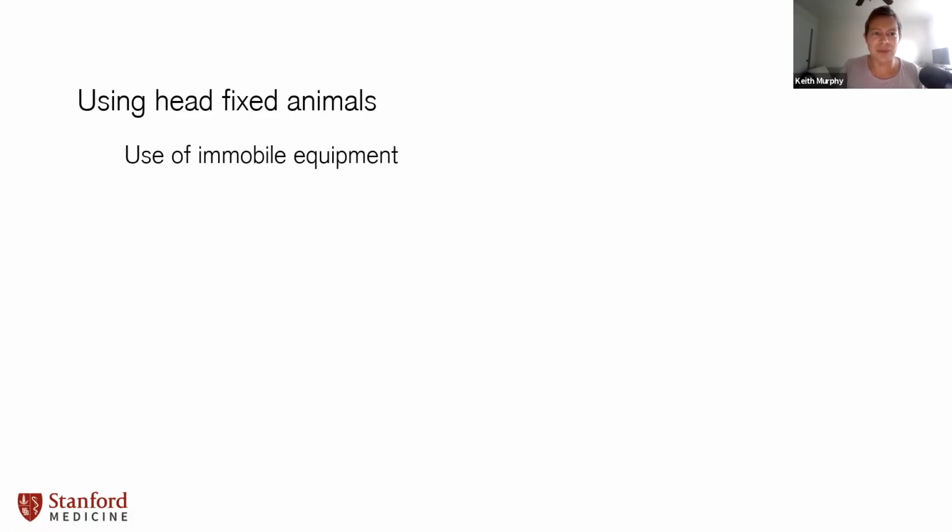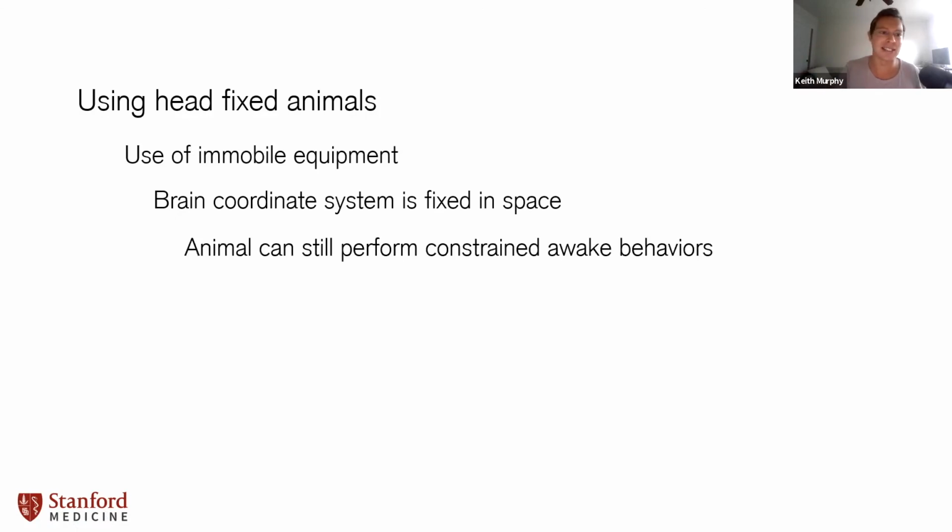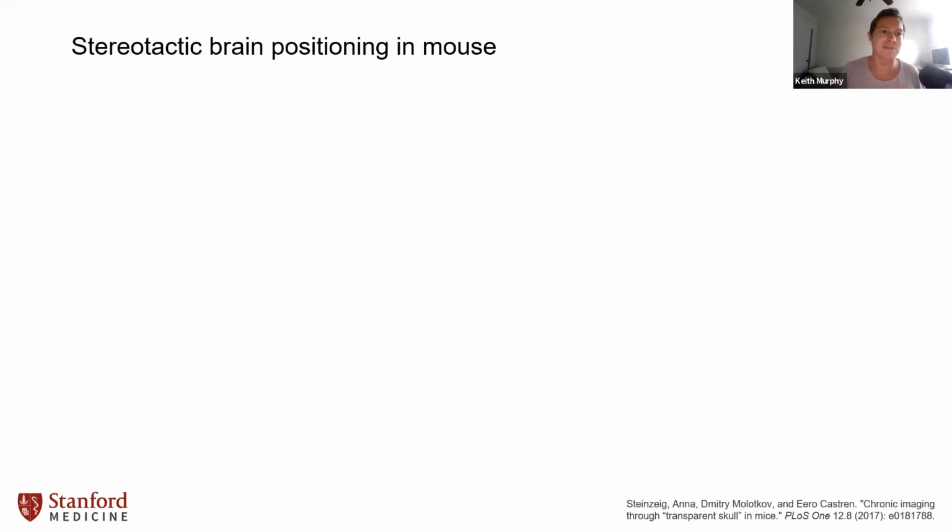So one reason is that you can use these really nice pieces of equipment that aren't necessarily mobile, like a large optical lens that allows you to look across a spatial field. The other reason is that the brain coordinates are all fixed in space. So you know that the animal is not going to suddenly turn its head and you're going to hit some different brain region that you didn't intend. And the last thing is important, and these tools are getting better, as I'll show you. Animals still can perform really interesting behaviors while constrained, and they can still be awake. So they don't necessarily have to be anesthetized or unconscious.